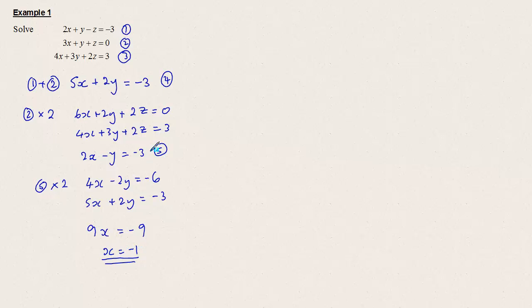X is negative 1, let's substitute that into 5. So 2 times negative 1, so that's going to be negative 2. I should say what I'm doing, sub in equation 5. Negative 2 take away y is negative 3. Well, that gives me that y is equal to 1.